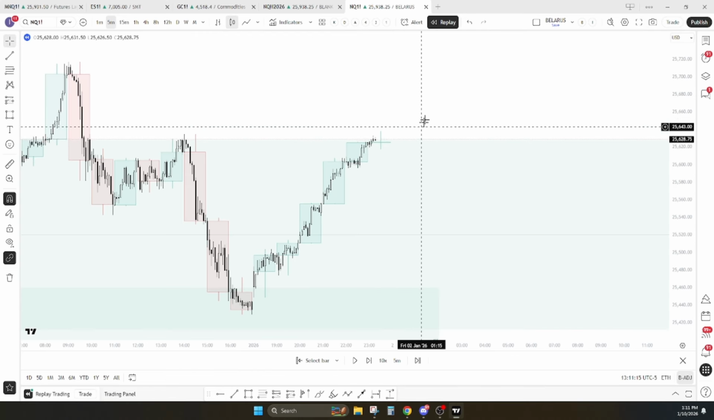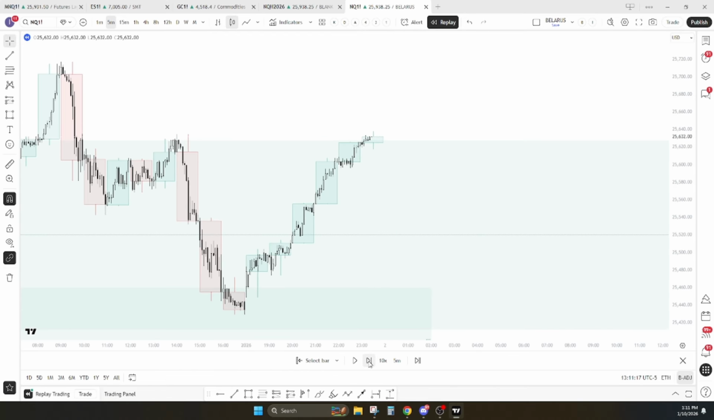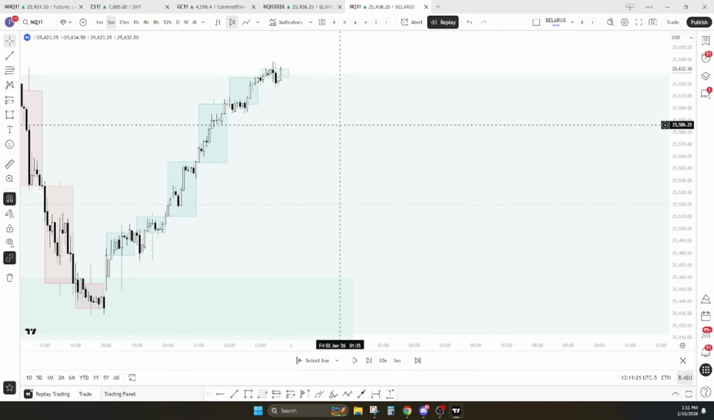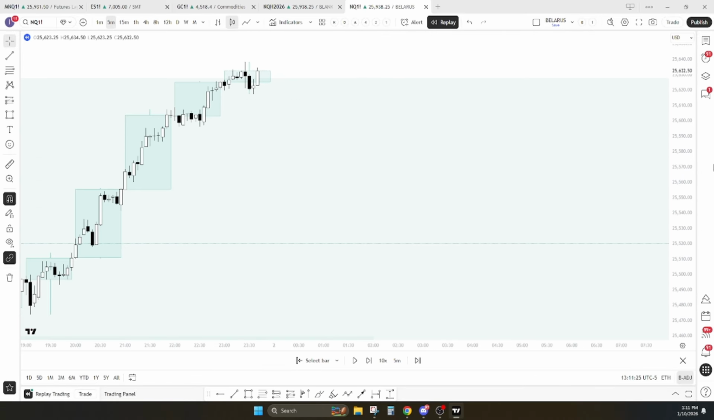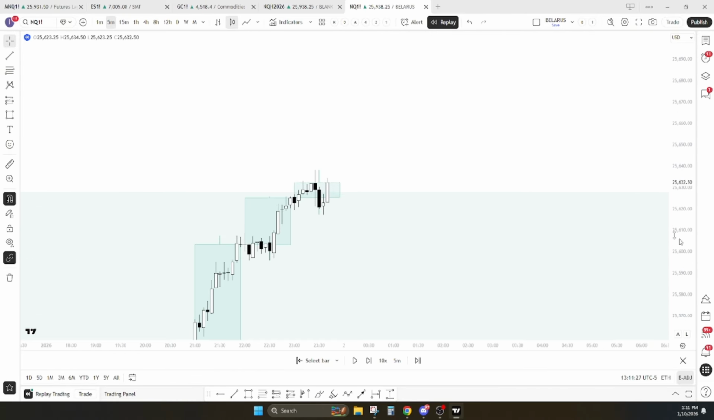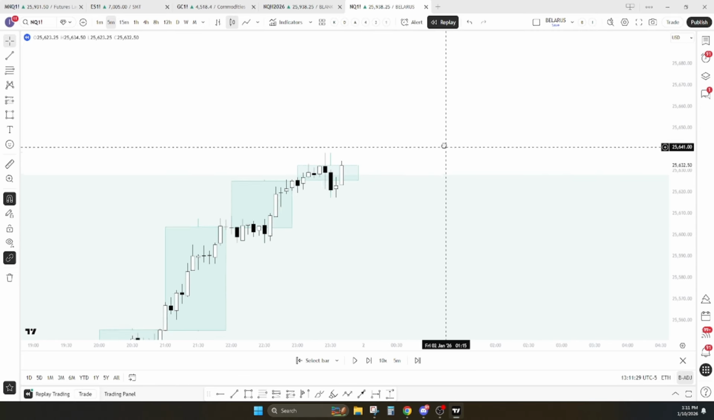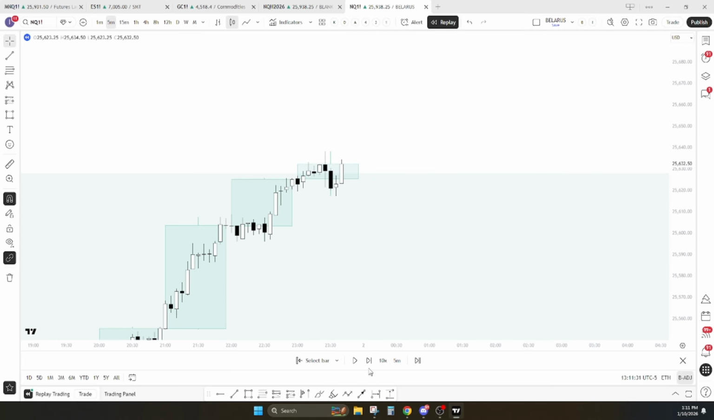I love mechanical models, first of all. When you can just click through and wait for the setup to happen without having to wait and analyze every single thing that's happening, it's super easy.